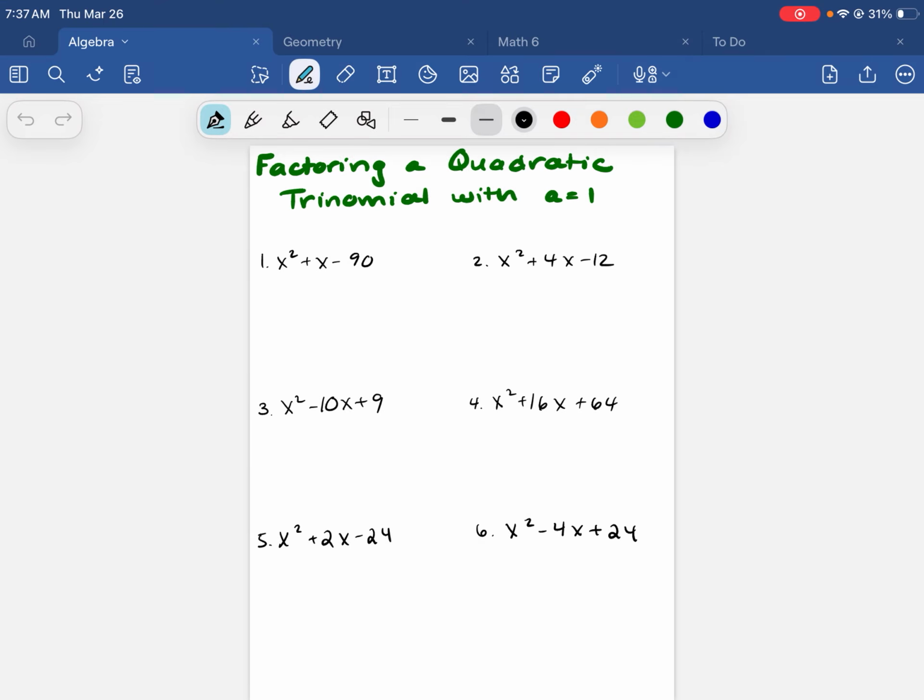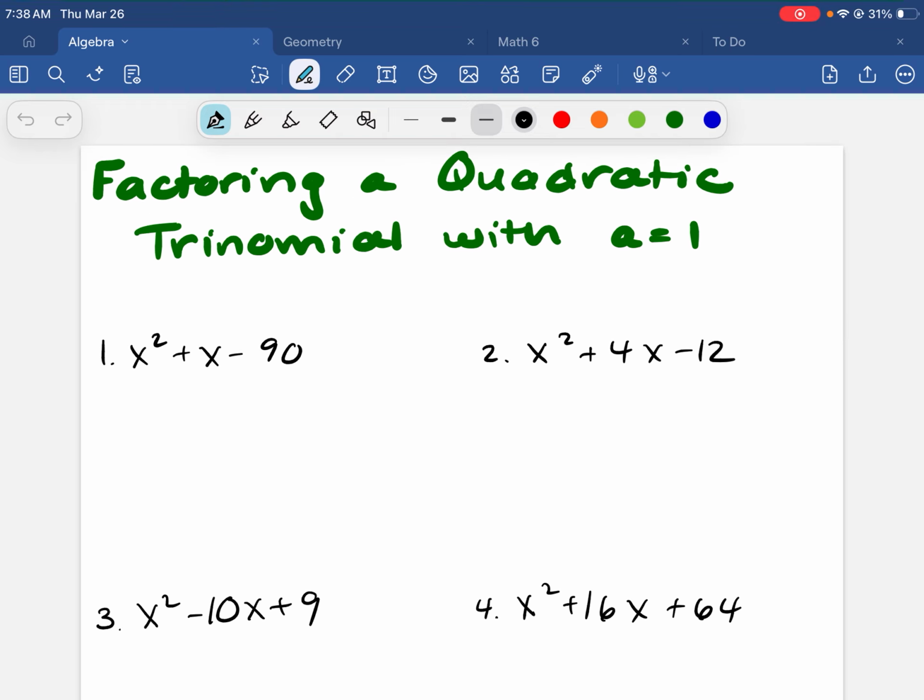Hi everyone, today we're going to talk about factoring a quadratic trinomial with a equal to 1. So remember that a trinomial in standard form is ax squared plus bx plus c. A trinomial has three terms: ax squared is one term, and bx and c are the second and third terms, separated by those addition signs. And it's quadratic since we have x to the second power.